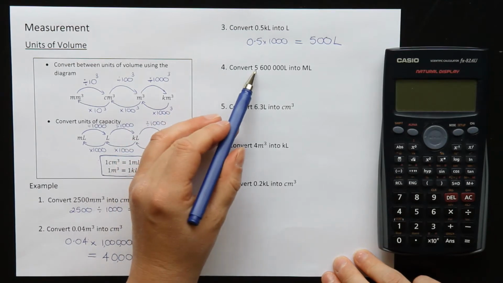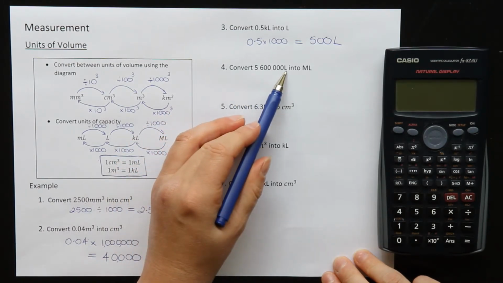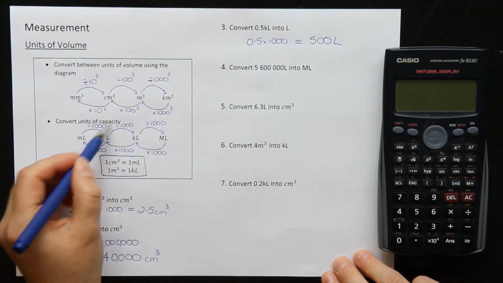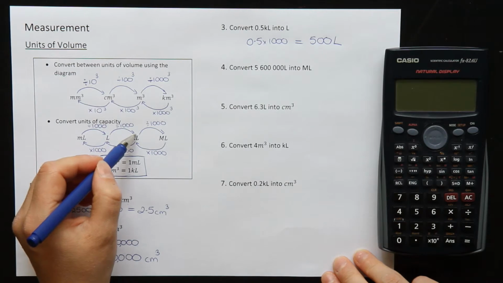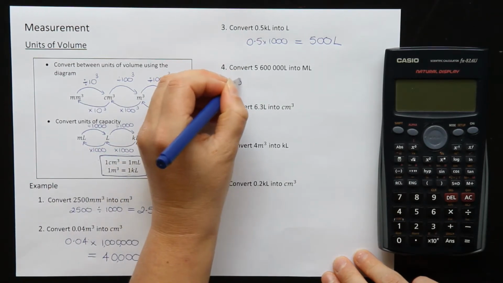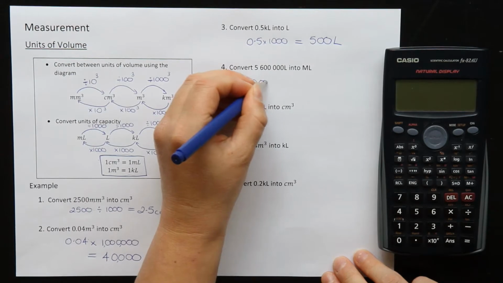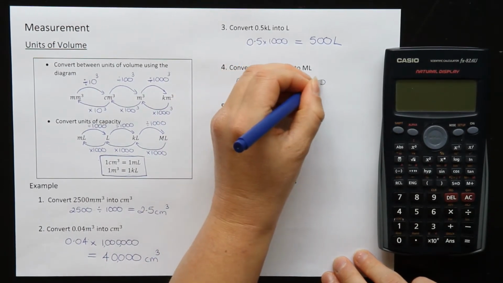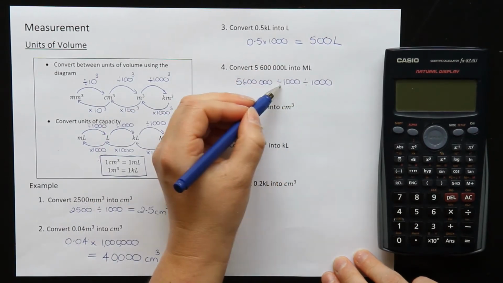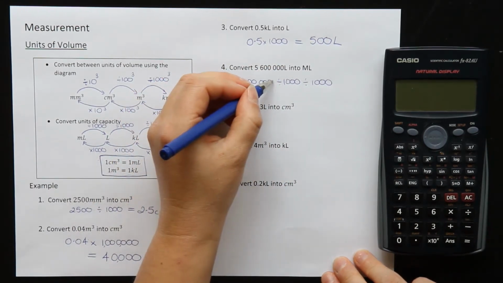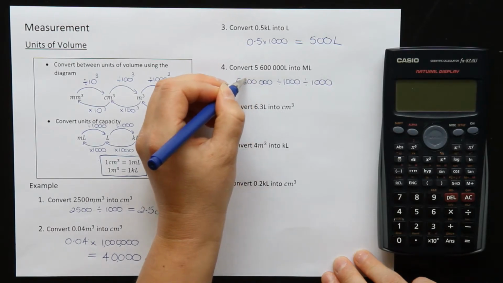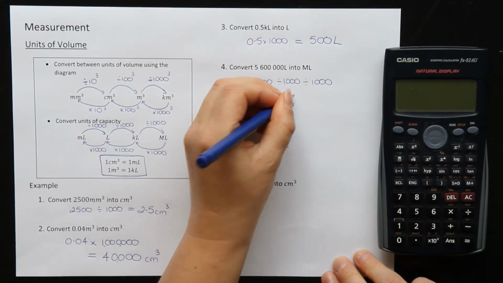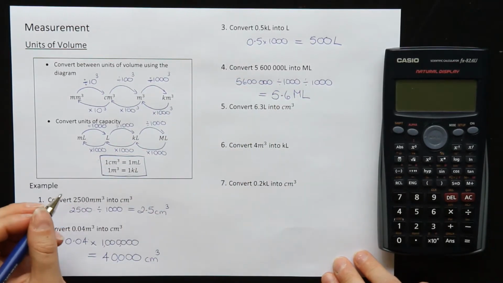Question 4, convert 5,600,000 litres into megalitres. Oh, actually we're going from litres all the way over to megalitres. We've got 2 jumps here. That's divide by 1,000, divide by 1,000 again. So 5,600,000, divide by 1,000, divide by 1,000 again. Altogether that's a total of 6 zeros that we're dividing by. So 1, 2, 3, 4, 5, 6. We'll put that decimal point between the 5 and the 6. 5.6 megalitres.